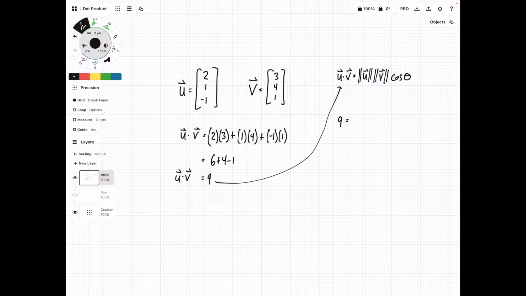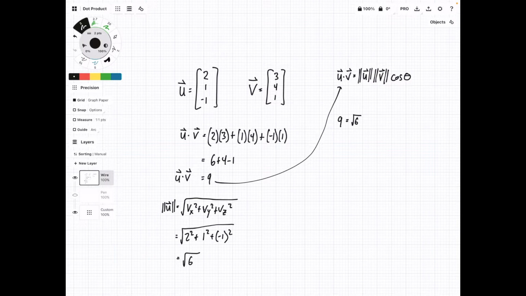And now we want to find the magnitude of u, so let's do that over here. In this case, it's going to be the square root of vx squared plus vy squared plus vz squared. So if we plug in these values, it's going to be 2 squared plus 1 squared plus negative 1 squared. And this is going to be equal to the square root of 6. So now let's plug it in up here, square root of 6.